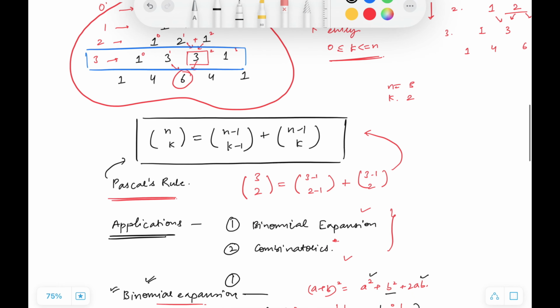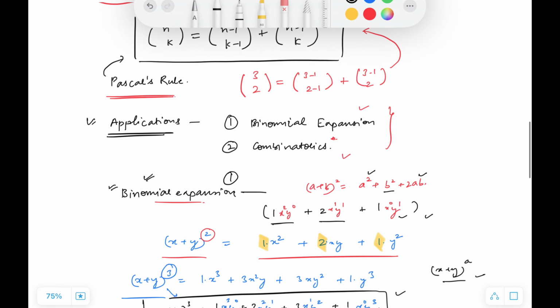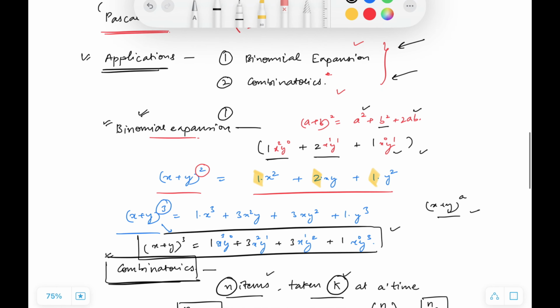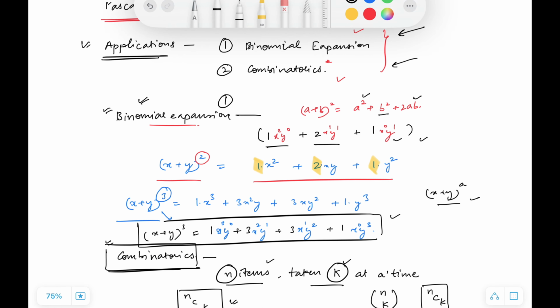And after that, we looked at the applications. We had a look at two applications, binomial expansion and combinatorics. Binomial expansion is something like a plus b whole square, whole cube, and power k. So that expression can be expanded.